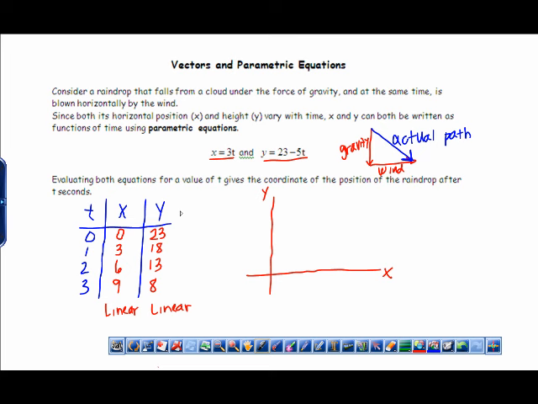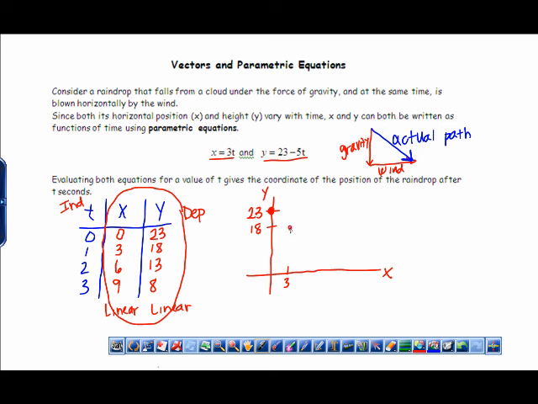Okay, so at this point I am just going to graph these two columns, and these are both my dependent variables in my parametric equation. T is the only independent variable in my parametric equation, but when we graph it on the coordinate plane, it's going to look like x is independent and y is dependent upon x. Okay, so our first point would be 0, 23. Okay, right here. And then we have 3, 18.